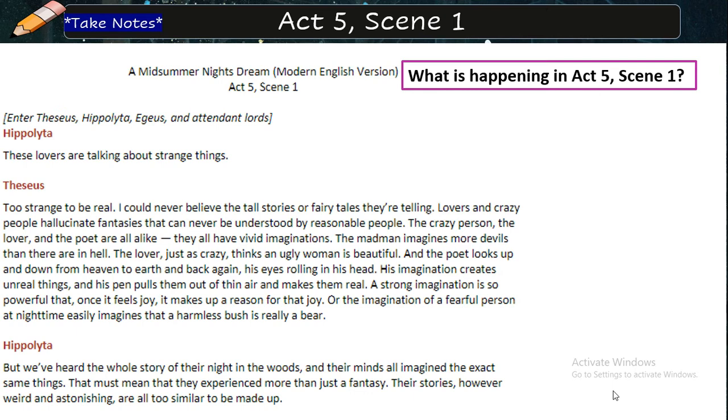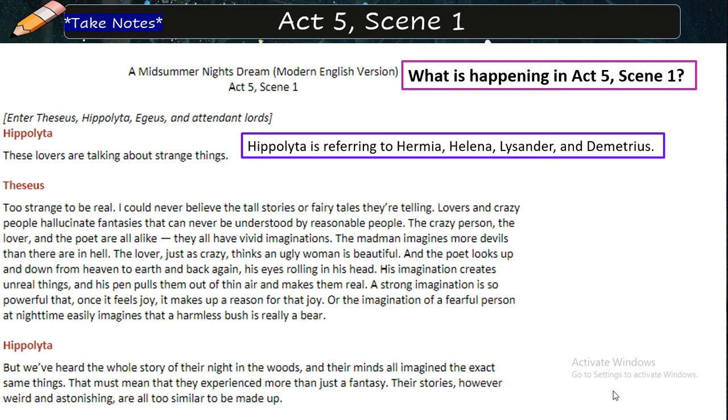And so what we should know from here is that Hippolyta is referring to Hermia, Helena, Lysander, and Demetrius. She's saying that they're talking about strange things, and we know that those strange things are what they experienced that night in the woods. And so Theseus goes on this detailed monologue about how it's too strange to be real. He calls them fairy tales. He says that they hallucinate fantasies that cannot be understood by reasonable people. He says lovers and crazy people are all alike. And he proceeds to elaborate on that idea by saying that a strong imagination is so powerful that once it feels joy, it makes up a reason for that joy.